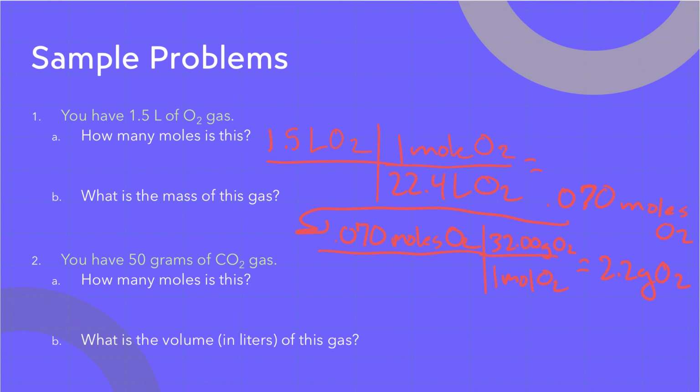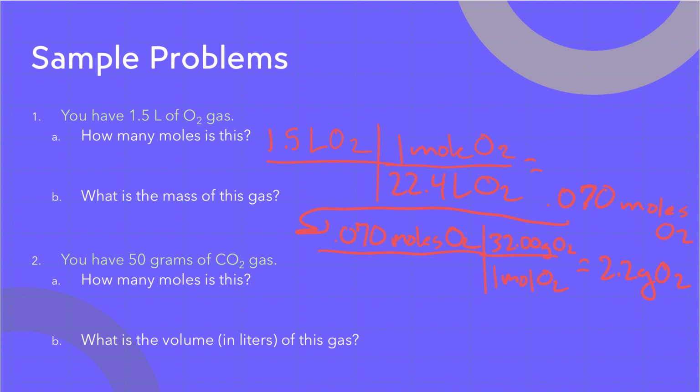Okay, so I'm using this trick to kind of save time on this. I started with the given value right here. And then I use my conversion factor over here on the second part, and I'm putting liters on the bottom because liters was on the top. And that gets me, rounded to 2 sig figs, 0.070 moles of oxygen.